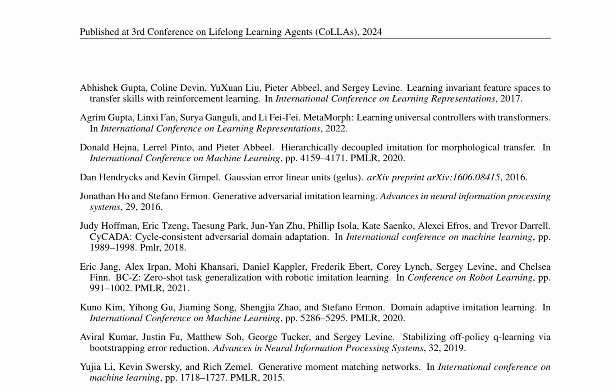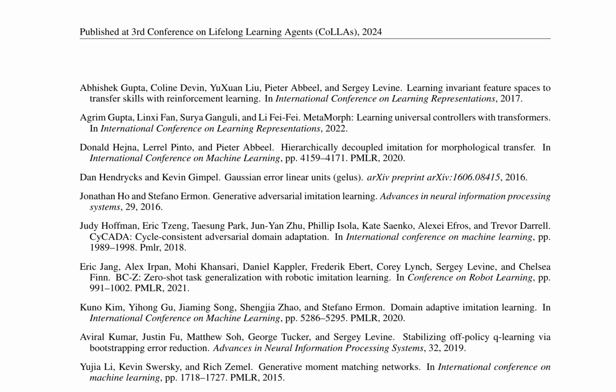Lifelong learning agents, reinforcement learning, and imitation learning are rapidly evolving fields in artificial intelligence research. This comprehensive literature review delves into the current state of these technologies, encompassing key concepts, methodologies, and findings. The authors draw from a diverse range of sources, including International Conference on Learning Representations, International Conference on Machine Learning, and Advances in Neural Information Processing Systems.